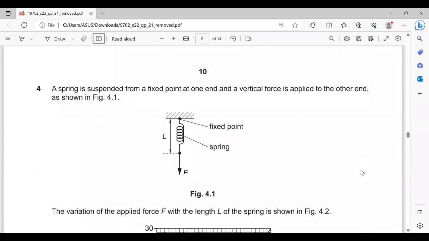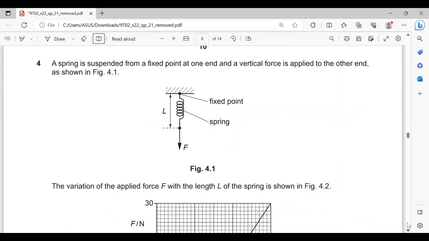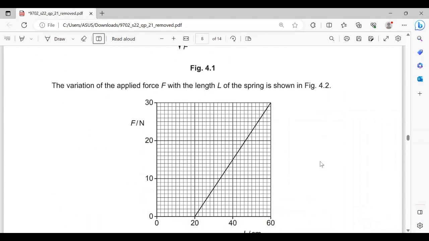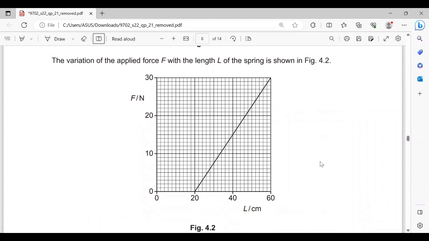Number 4. A spring is suspended from a fixed point at one end and a vertical force is applied to the other end as shown in figure 4.1. Okay, this is the spring. This is the length. This is a fixed point and the force is downward. The variation of the applied force F with the length L of the spring is shown in figure 4.2, this graph.